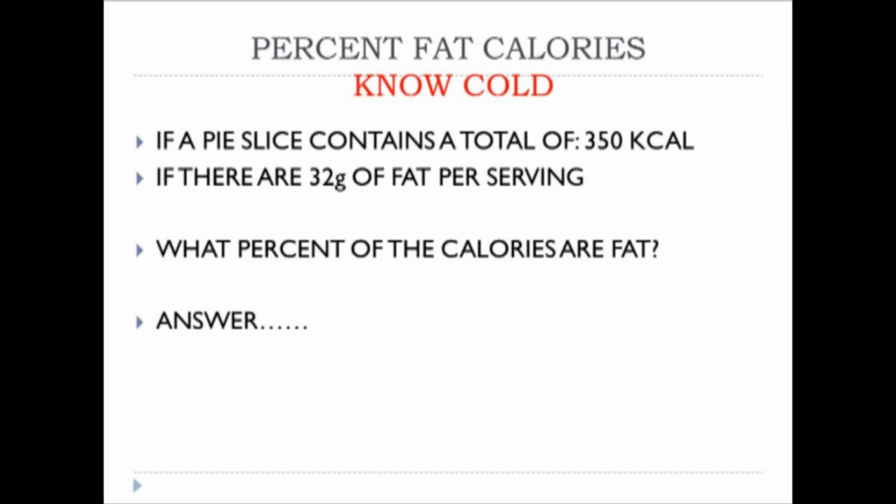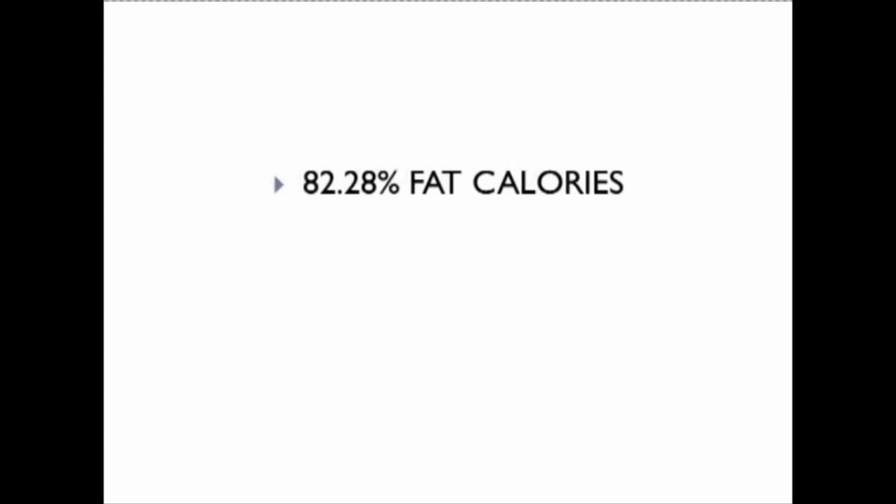Well, now I'm reintroducing percent calculations as I did at the beginning of the course. So now I want you to calculate the percent fat calories in a slice of pie. If the slice of pie contains a total of 350 calories, and if there are 32 grams of fat per serving, what percent of the calories are coming from fat? I'll pause the video here, calculate your answer, and I'll reveal it on the next slide.